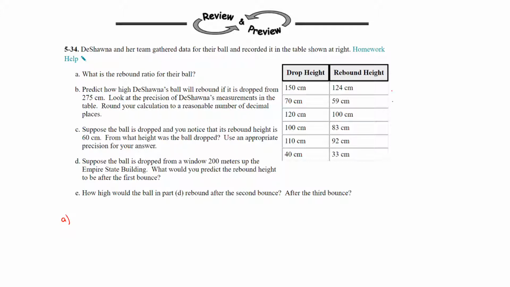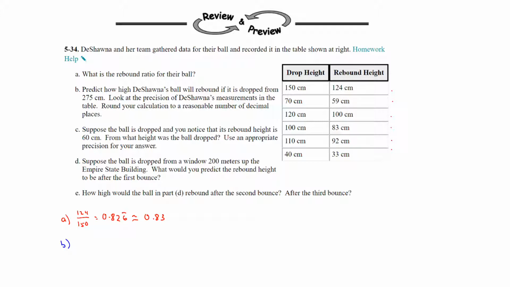Well, they've taken 6 different measurements here, so it'll depend on which one you pick as to what that rebound ratio will be, but it should be very similar across the board. So we'll do 124 divided by 150, which is approximately 0.82, and then it's actually 6 repeating, so we'll approximate that to 0.83. We'll just round up to the nearest hundredth. And so no matter which one you use, it should be close to that.